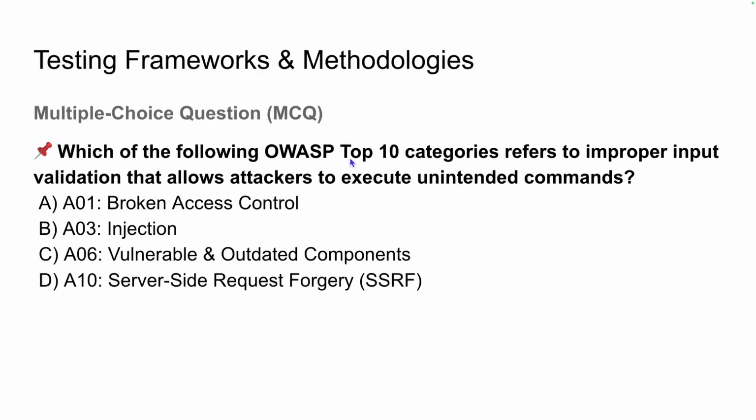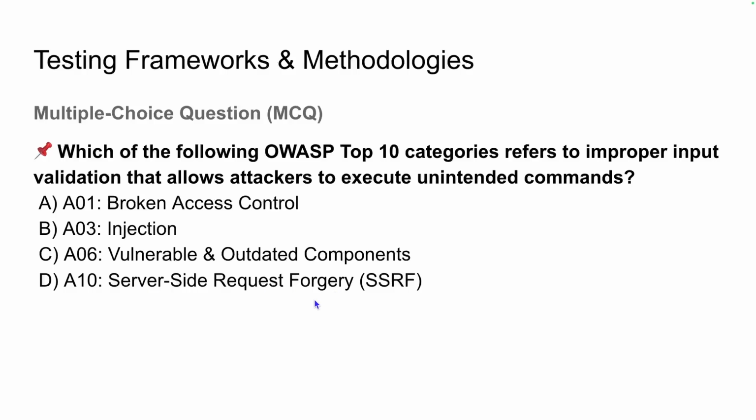Which of the following OWASP Top 10 categories refers to improper input validation that allows attackers to execute unintended commands? So we're talking about sanitized input and improper input application or validation, right? So broken access control has to do with the authorization that a user has. Injection definitely has to do with something that's being input into something, right? So the input is not being validated, therefore they can inject something like SQL injection or cross-site scripting, something like that. Vulnerable outdated components has to do with updating and patching.